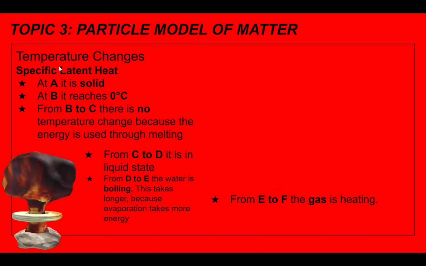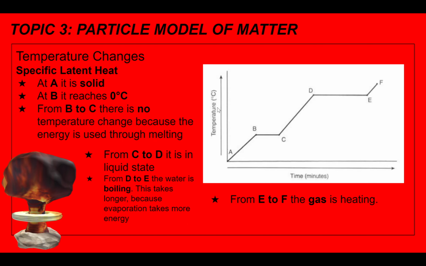So temperature changes, once again, specifically the heat. At A, it is solid. At B, it reaches 0 degrees. From B to C, there is no temperature change because the energy is used for melting. And from C to D, it is a liquid state. From D to E, the water is boiling. This takes longer because the evaporation takes more energy. And from E to F, the gas is heating. So you want to remember generally how this looks, this table here.